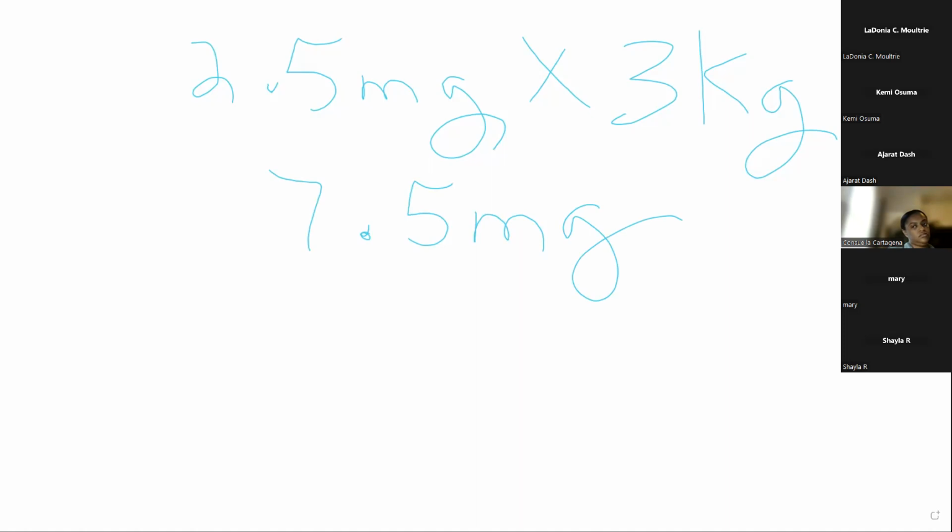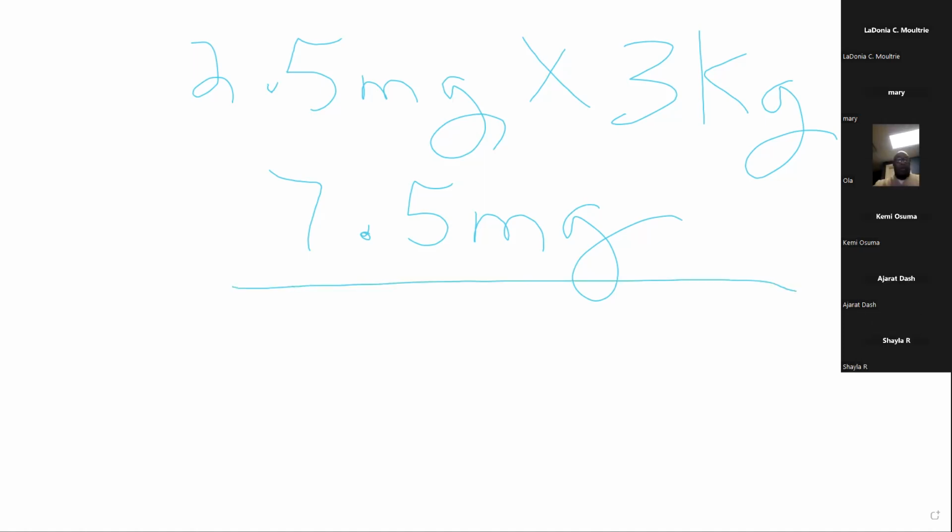But it's asking you how many mLs you're going to give. So the only thing different between this and a normal D over H is that on a normal D over H, they give you the desired dose. On this, they don't give you the desired dose. So you have to calculate it by calculating what is ordered times the weight. We did that. Now we have our desired dose, and we can put it over what we have on hand, which is 125, times our vehicle, which is 2 ml. And that will tell us how many mLs we are going to give.